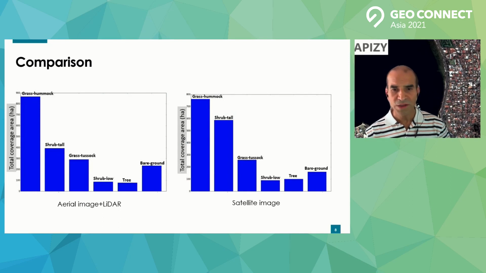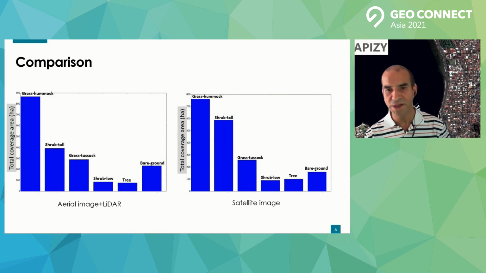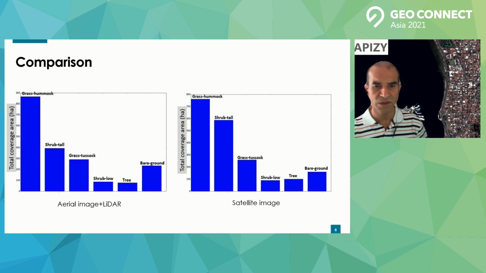So here, as you see, there is a good correlation between left and right. The only problem that we noticed is in the shrub low and shrub tall, because in satellite we don't have height information, so it's really difficult to differentiate between the two. But other than this, there is a good correlation. If you've noticed, for example, in terms of grass, trees, and bare ground, all these features have a good correlation.